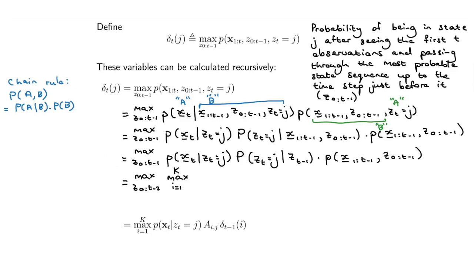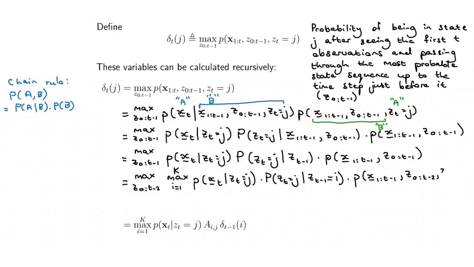Okay, so there are capital K states, and z_{t-1} is now either 1, 2, 3, 4, 5, or capital K. This will make sense in a second. So we've got P(x_t | z_t = j) times P(z_t = j | z_{t-1}), and z_{t-1} is now basically coupled to that k because I split it off from that sequence there. So z_{t-1} is equal to i, times p(x_1 to t-1, z_0 to, and now I'm just going to explicitly write z_{t-1} on its own is equal to i.